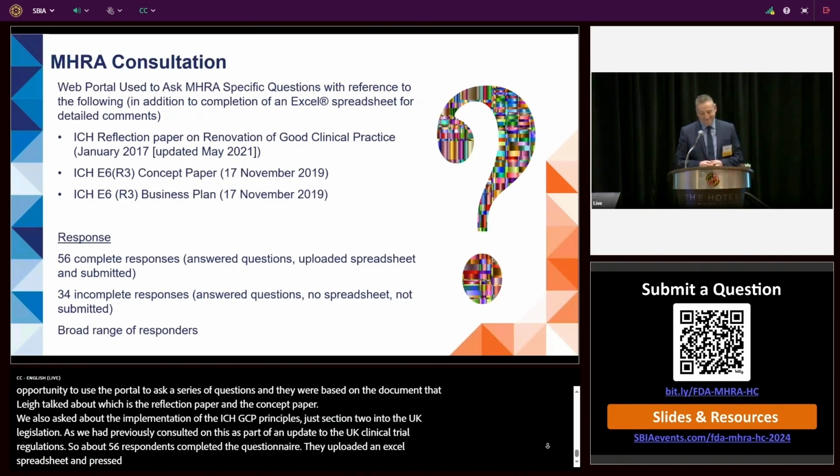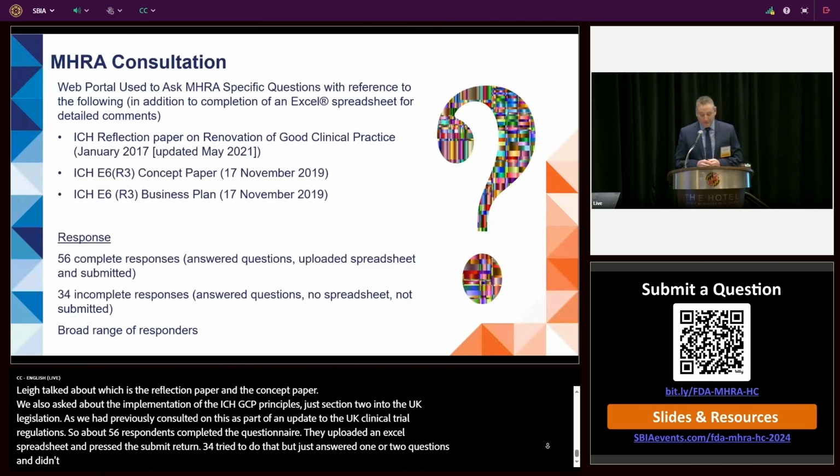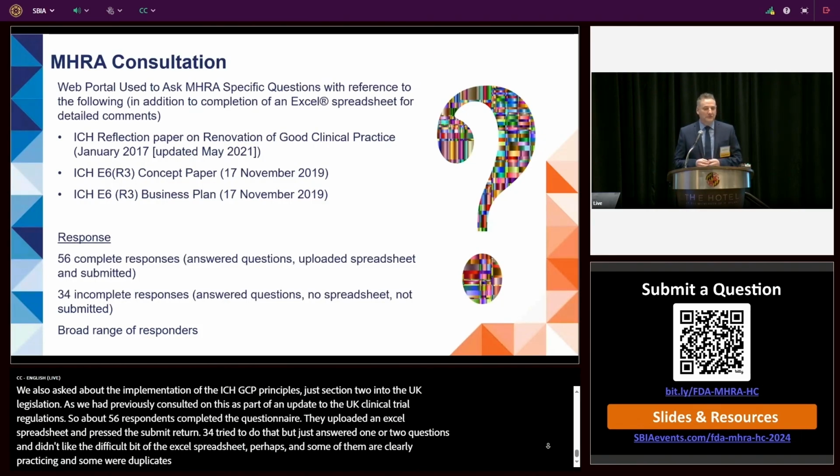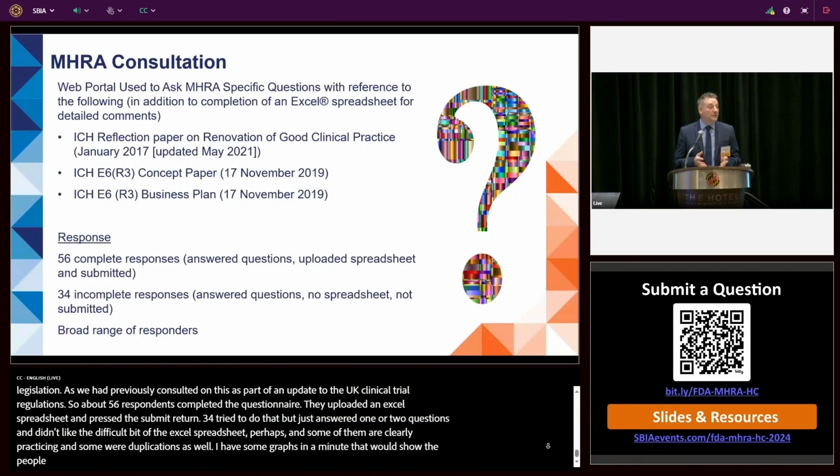34 tried to do that, but just answered 1 or 2 questions and didn't like the difficult bit of the Excel spreadsheet, perhaps. And some of them were clearly practicing, and some were duplications as well. So I've got some graphs in a minute that will show the people who completed it and pressed the button with a spreadsheet and those that were incomplete, just to show you the difference between those.